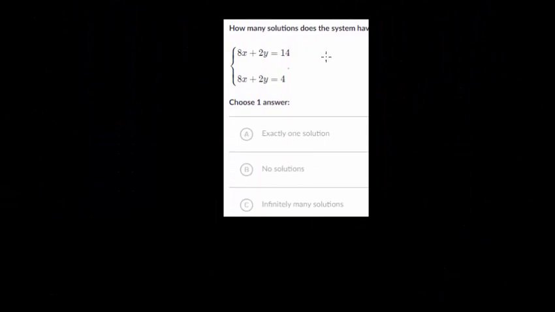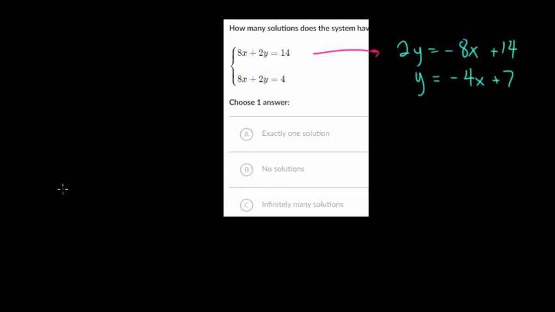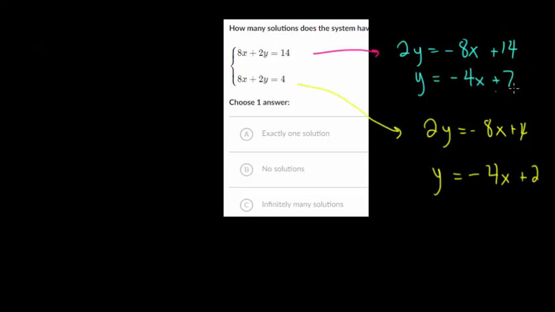And in all of these, I'm just going to solve each of these for y so that we can find our slope-intercept form. So we'll subtract 8x on each side, so minus 8x plus 14. Divide everything by 2, so minus 4x plus 7. And we'll do the same for the other equation here. So subtract 8x on each side and divide by 2. You get minus 4x plus 2. So notice these have the same slope, but their y-intercepts are different.